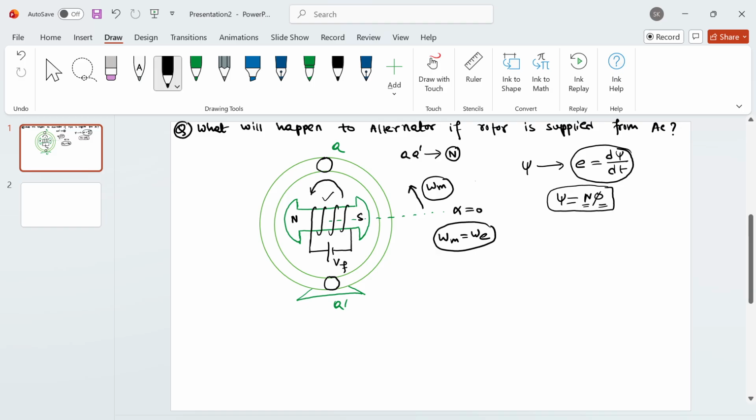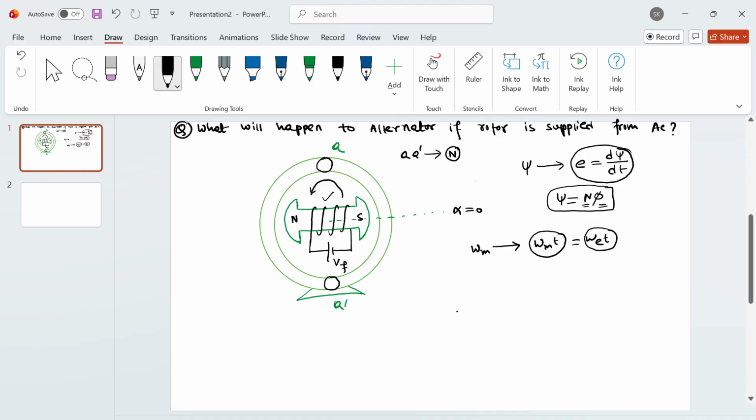Let's say at t equal to 0, your rotor position is whatever I have shown in the figure. After some time t, the rotor will definitely rotate from its original position. If the rotor is rotating in the anticlockwise direction with a speed of omega m, then after t time the rotor will cover an angle of omega m t. Since omega m and omega e are both the same, we can write omega e t angle. So this much angle will be covered.